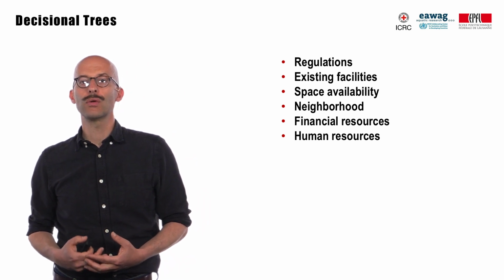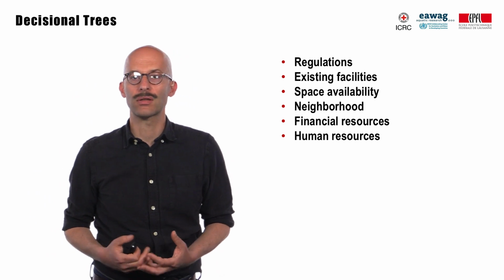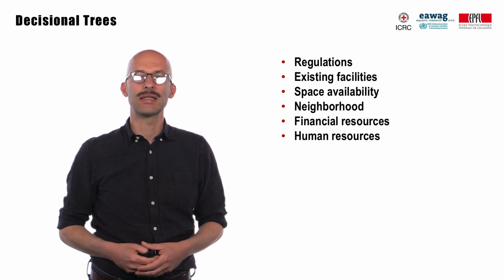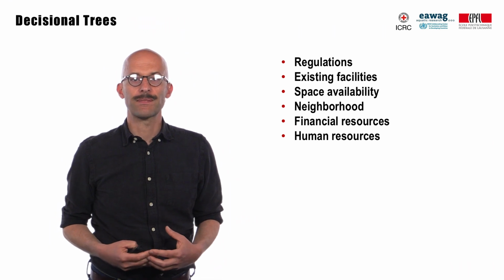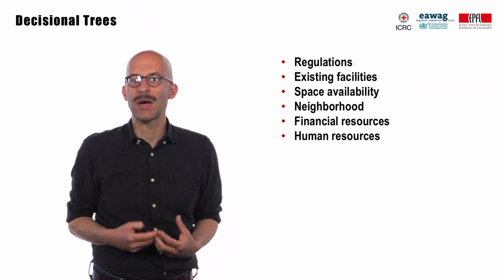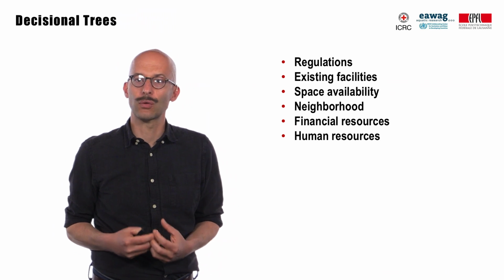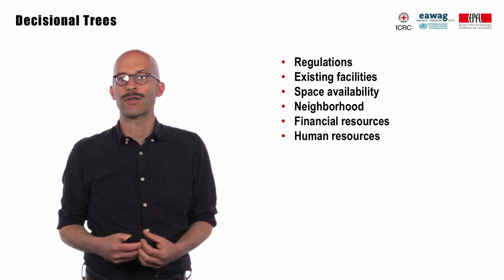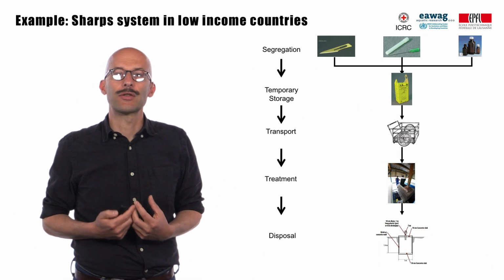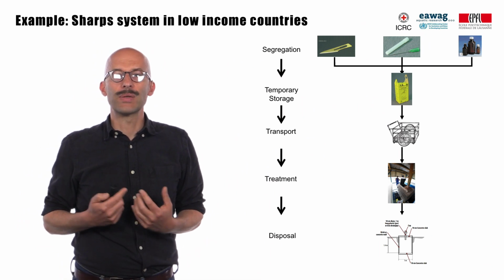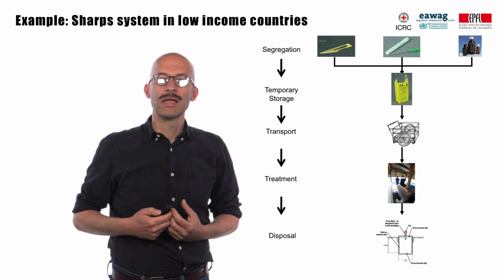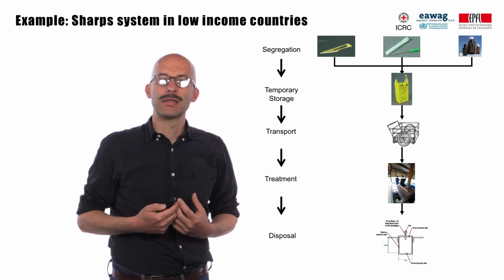What is common to all these scenarios is the existence or not of national regulation, the availability of treatment facilities, the space availability, the proximity of neighboring communities, and the existence of financial and human resources. The specific steps in the process might vary, but remember that the objective is always the same: safely reduce the risk of infection spreading. So, finally, in concrete terms, what does a system of medical waste management look like? How do you do if you have to get rid of sharp objects like needles, scalpels, or broken glass? Here, one example, one system, again, that can be appropriate in low-income settings.